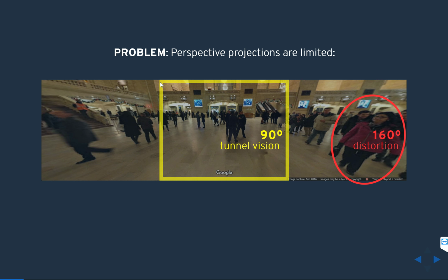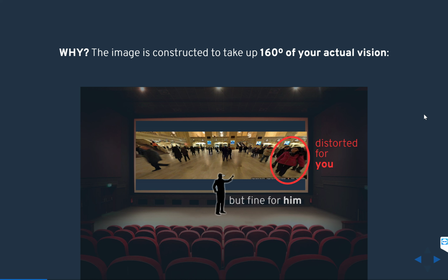You can see that it works in this tunnel vision area of about 90 by 90 degrees. But outside of it, when you try to incorporate the peripheral vision, you get really bad distortion around 160 degrees. The reason is that these images are intended to be viewed from a certain focal point, and that focal point is really close to the screen. You have to be right up against the screen such that it covers 160 degrees of your actual vision if you are rendering that image at 160 degrees.